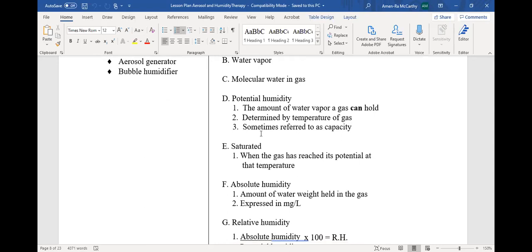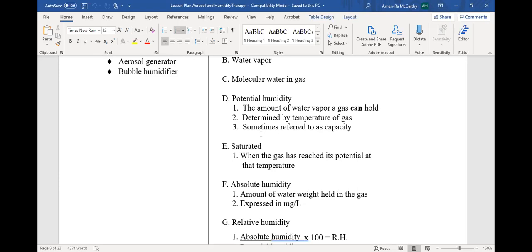Potential. If I said that everybody in here has the potential to hold $1 million, everybody in here has a potential to have $1 million. That will be your potential, okay? Now, the potential humidity, just keep that in mind, what I just said. The potential humidity is the amount of water vapor that a gas can hold, okay? It's determined by the temperature. So at any given temperature, a gas only has a certain potential of water it can hold, depending on the temperature, okay? The hotter it is, the more it can hold.